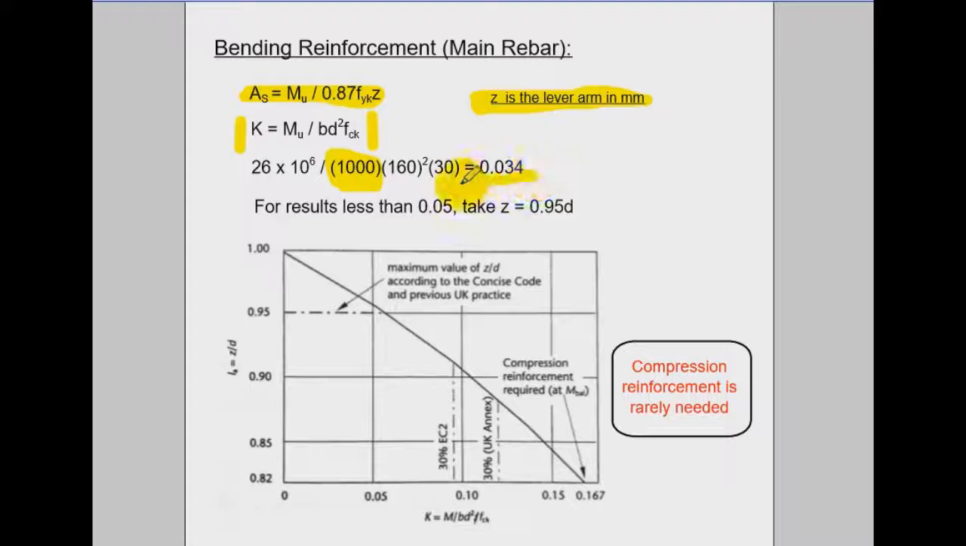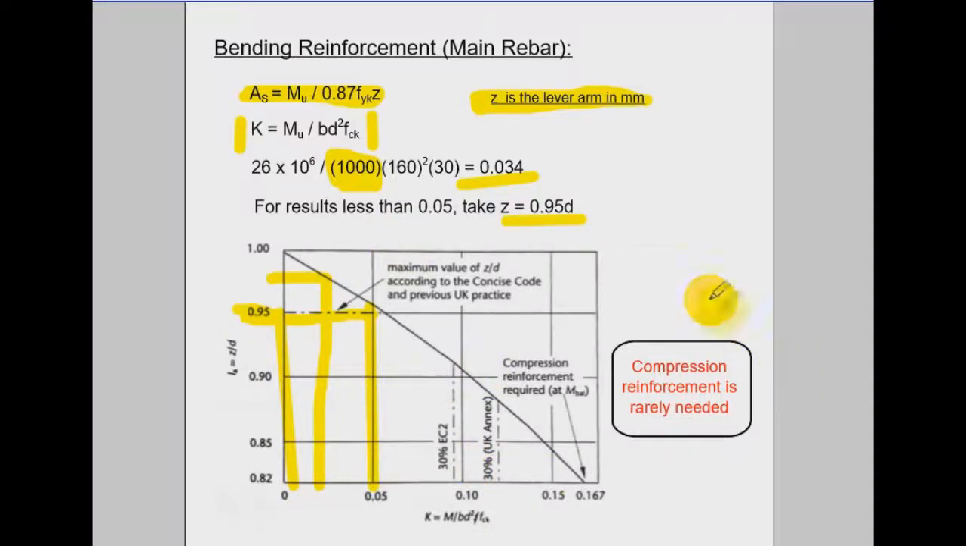You get this value. Now see, if you have a value less than 0.05, you always take the maximum Z, which is limited to 0.95d. Or you can just take it from this graph. This is 0.05, and if you go up to this point, you can't go farther. This is the limit, so you always go for this number. If you take a number there, you can't go farther, you always take the limit here.